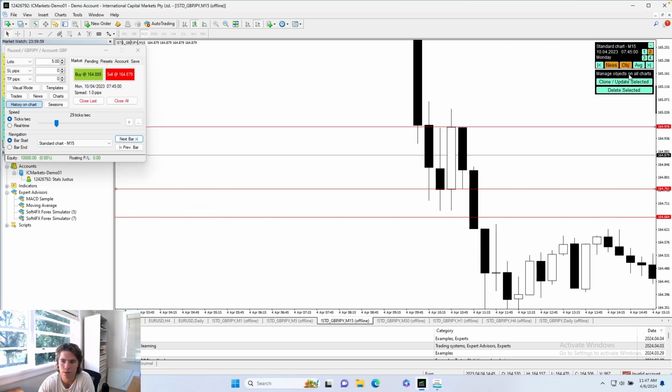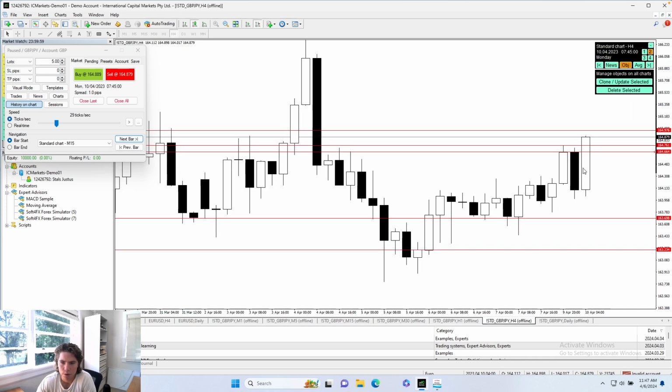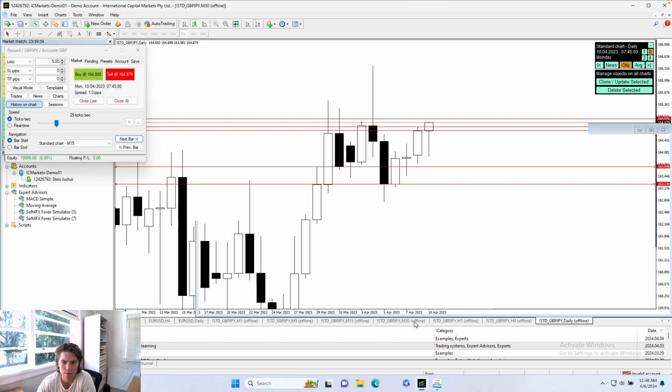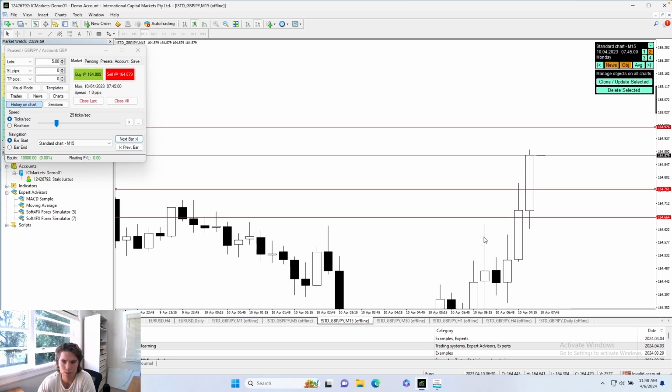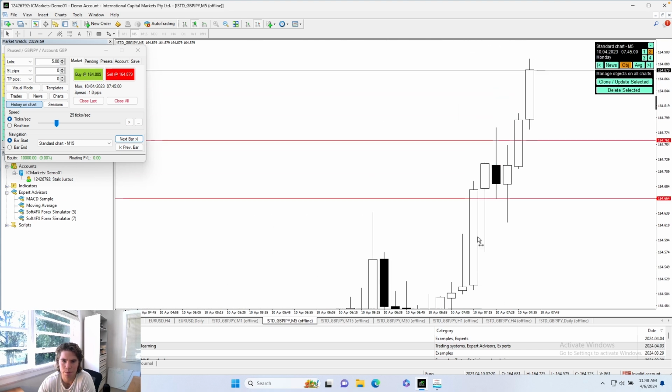Okay, so we have clean range to there. So now we have 4 hour pushing, closing above these levels, daily pushing above, 30-minute pushing above. I just want to see if we have some structure to rely on that price can respect.